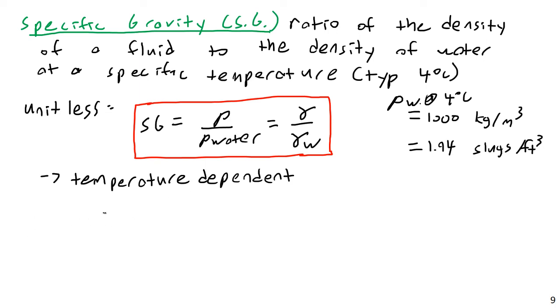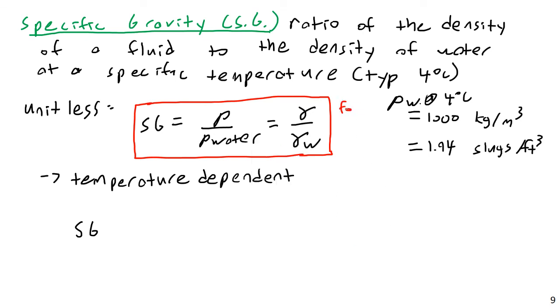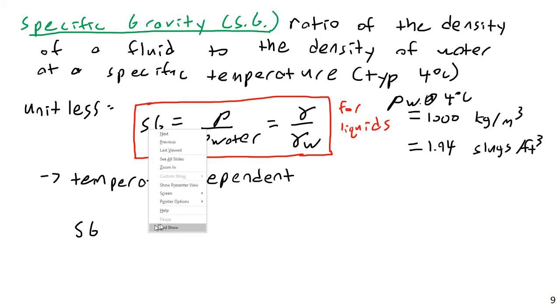And this is how you measure or calculate the specific gravity of a liquid, but we also want to be able to do this for a gas. So for a gas, I'm going to have a different definition. And notice again, because we're dividing density by density, specific gravity is unitless. So that's important to keep in mind.